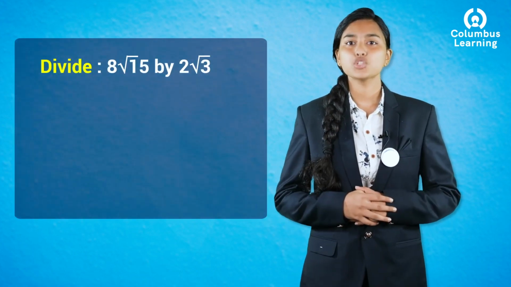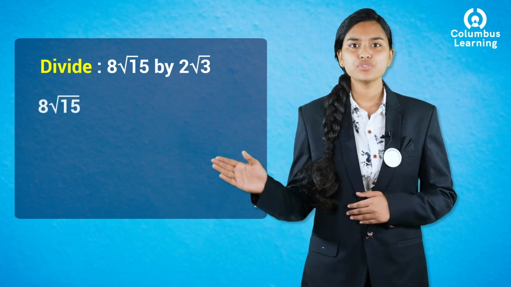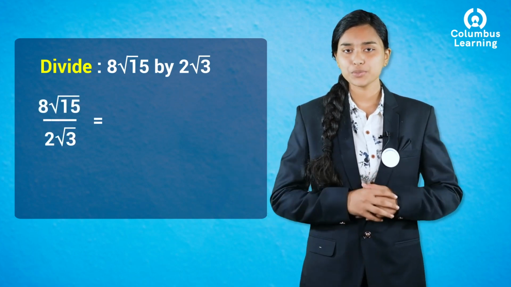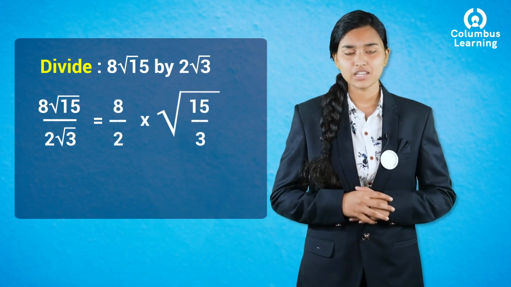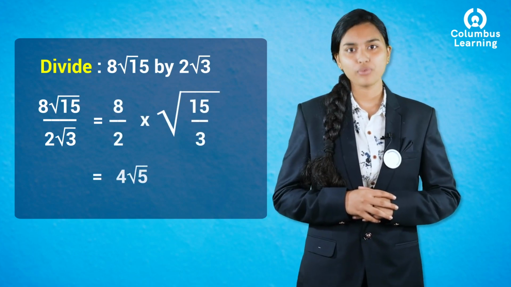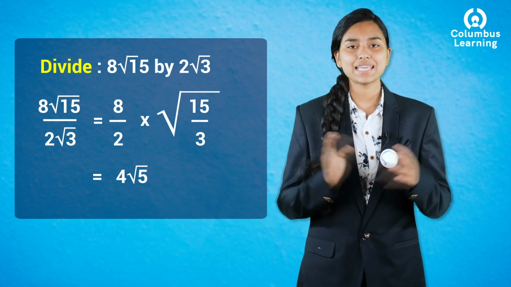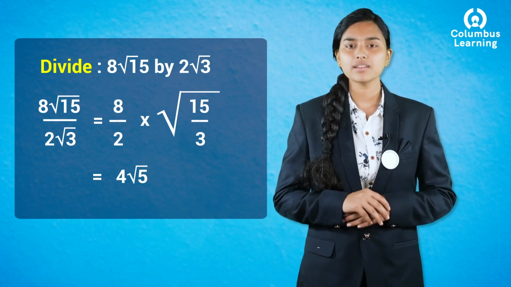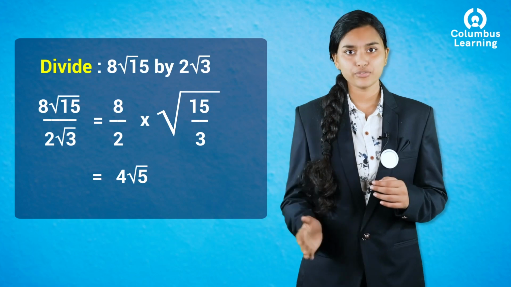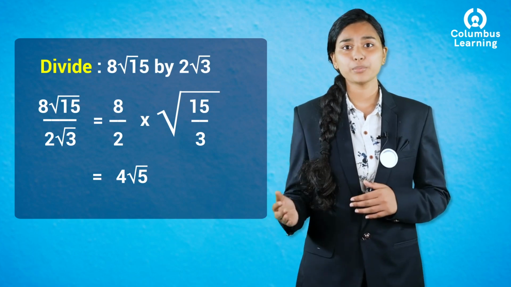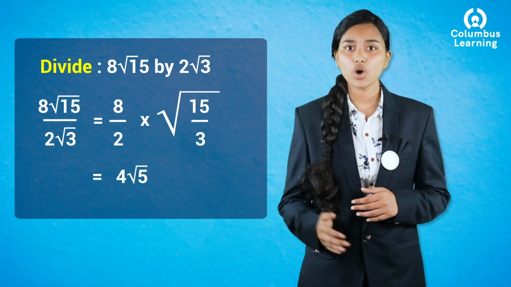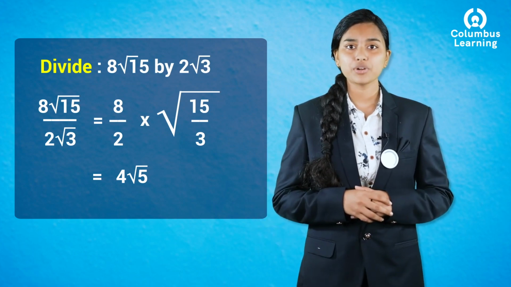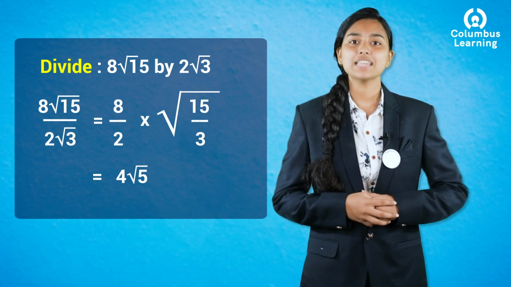Now let's divide 8 root 15 by 2 root 3. 8 root 15 by 2 root 3 is equal to 8 by 2 into root of 15 by 3, which is equal to 4 root 5. So from these examples, we can conclude that the sum and difference of a rational number with an irrational number, and also the product and the quotient of a rational number with an irrational number, is an irrational number.